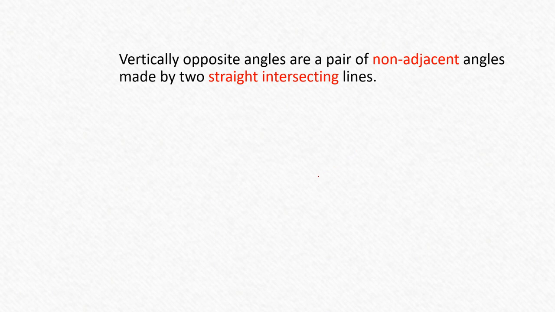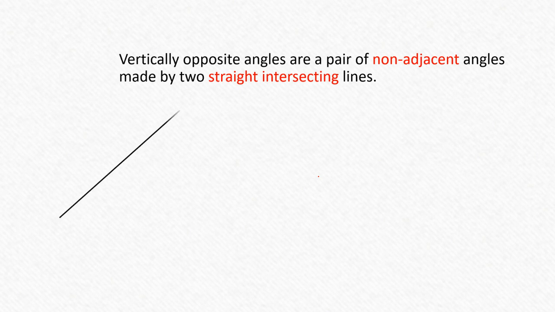Remember, in the previous lessons we talked about adjacent angles. So vertically opposite angles are non-adjacent angles made by two straight lines. It means that these angles are not next to each other, because adjacent angles are next to each other.